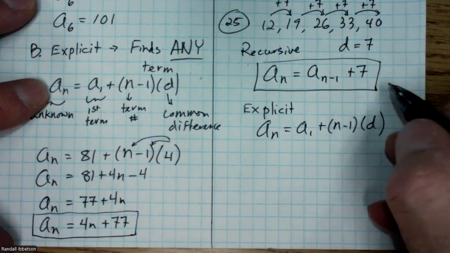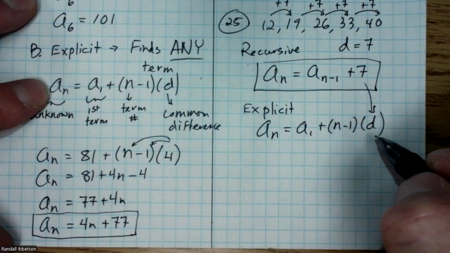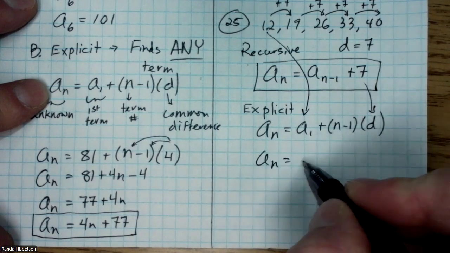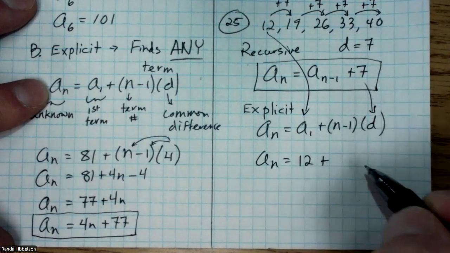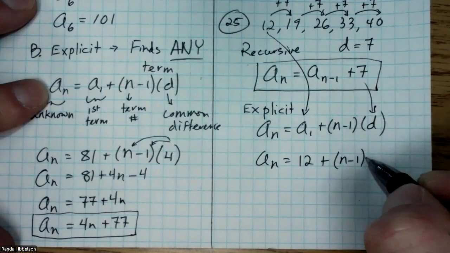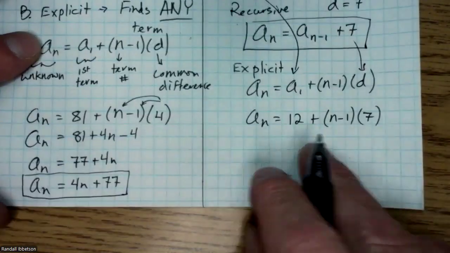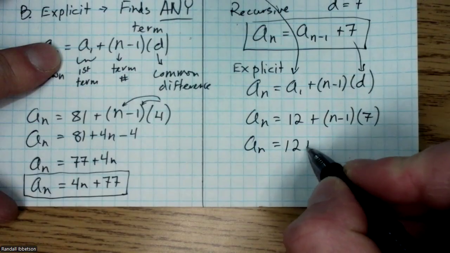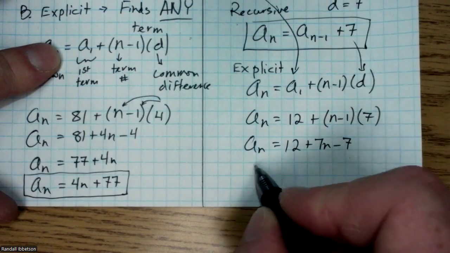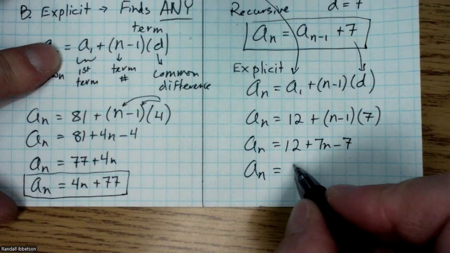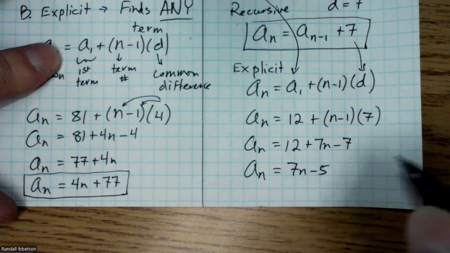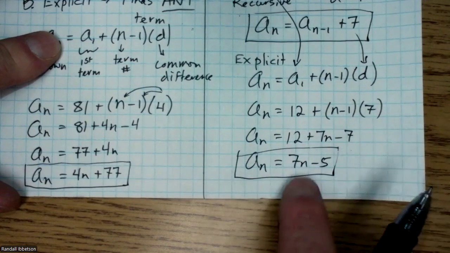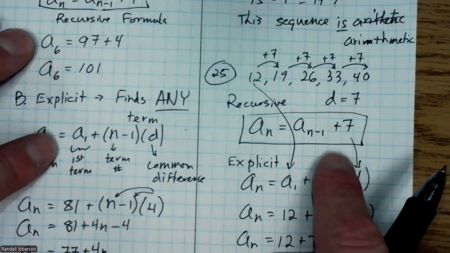So how do we do this? We take our 7, which we know is d, and put it right there. We take our first term, which we know is 12, and put it right there, and we write down any term is equal to 12 in this sequence, the first term, plus n minus 1 times the common difference of 7. But we have to simplify so we have the correct answer. a sub n is equal to 12 plus 7n minus 7. 12 minus 7 is 5. So we're going to switch the order, and 7n plus 5. Not only is it linear, but it's the explicit formula for number 25. There's the answer for the explicit. There's the answer for the recursive.